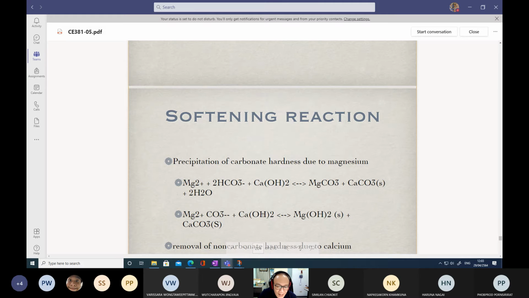So the addition of one extra amount of the lime will react with the magnesium due to the magnesium carbonate and create the magnesium hydroxide. So this one is the precipitated form of the magnesiums. And this one is again generated. So we can say that in order to remove the magnesiums, one mole of magnesium requires 2 moles of lime.